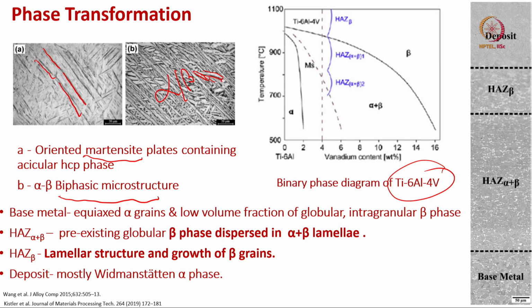So, you have a base metal. This is the base metal. It has equiaxed alpha grains. This is the heat affected zone. This heat affected zone also develops during the welding of materials.